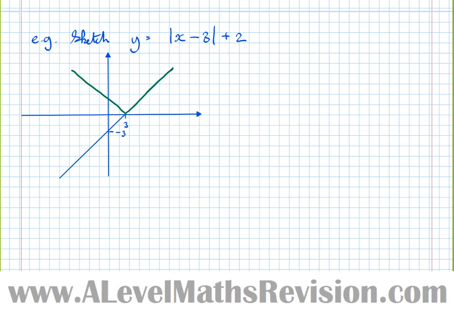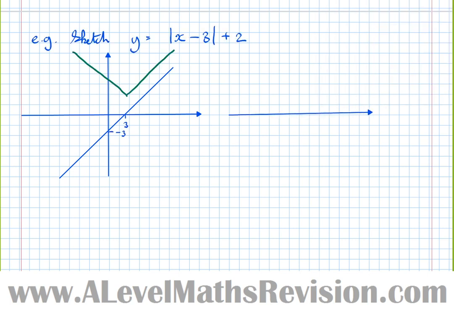So the green graph is the one I'm considering now. We reflected all the negative parts upwards. But then outside the modulus sign, we see that there's a translation of 2 units in the y direction. So then this green graph is then lifted 2, 1, 2, like that. So applying them in the order stated, we end up with that graph there.